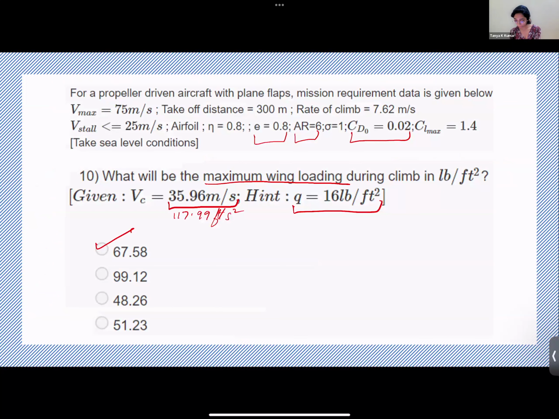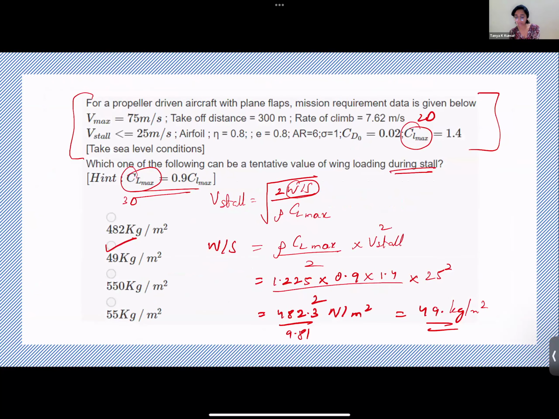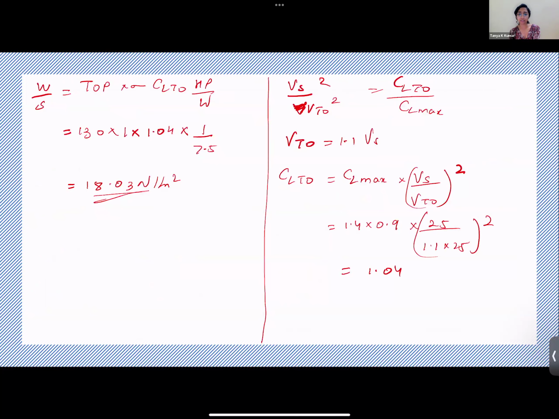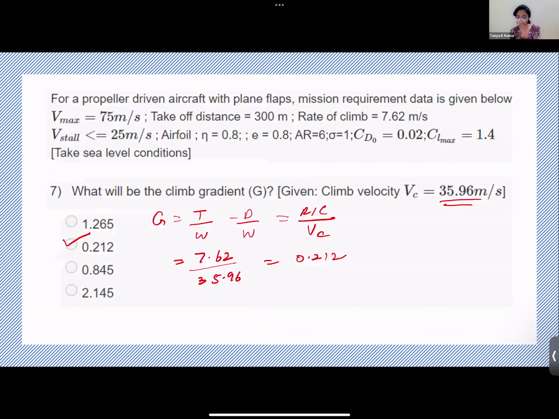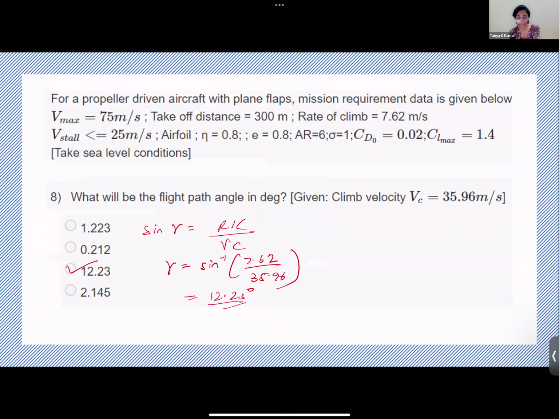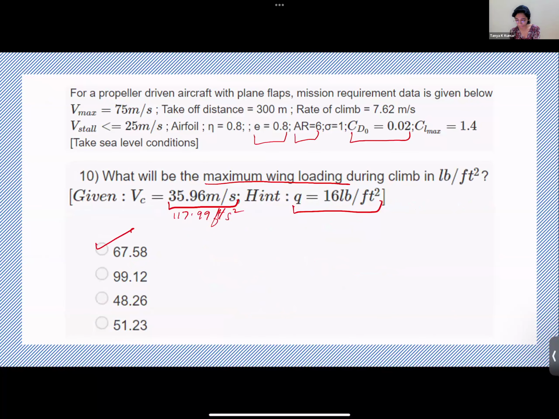So what all did we calculate for this data? First we saw tentative wing loading during stall, then wing loading during takeoff, then takeoff parameter. That equation was used to find this. Then we found the climb gradient and the climb angle, the flight path angle, then thrust during climb, thrust loading during climb, and then the maximum wing loading during climb. This can be the type of question you can expect to solve: given a set of conditions, what all can you calculate with it?